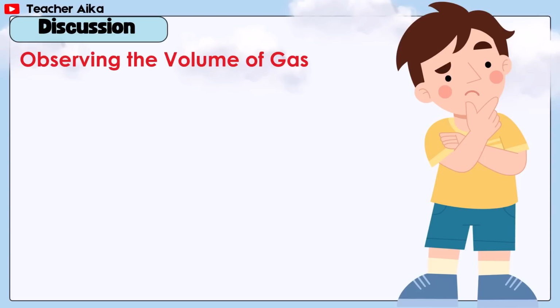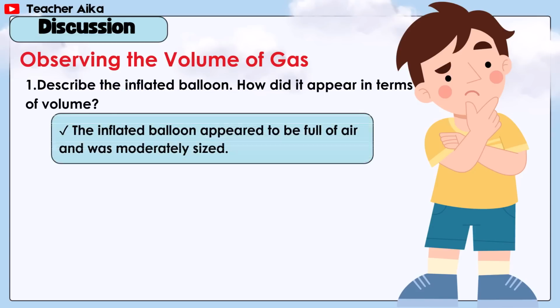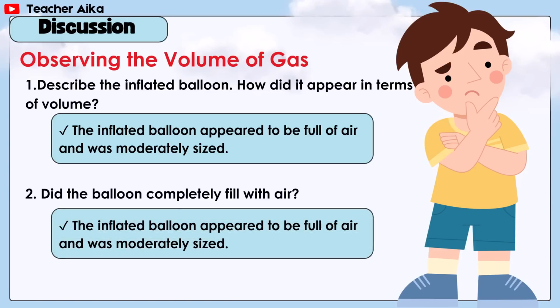Observing the volume of gas. 1. Describe the inflated balloon. How did it appear in terms of volume? Answer: the inflated balloon appeared to be full of air and was moderately sized. 2. Did the balloon completely fill with air? Answer: the inflated balloon appeared to be full of air and was moderately sized.